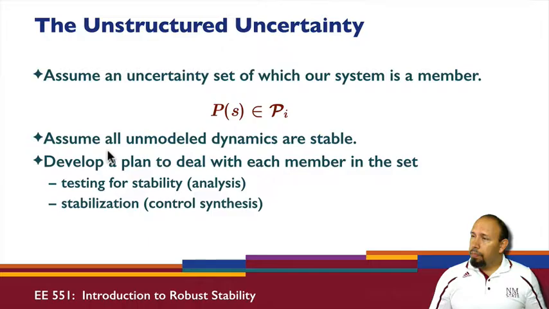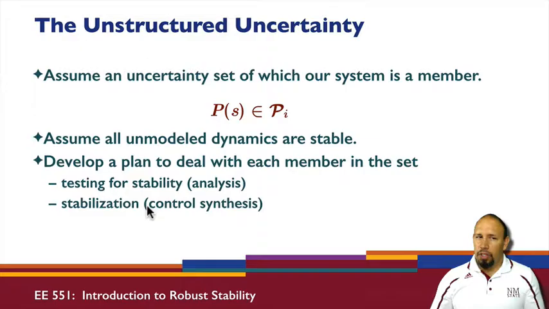Once we have assumed an uncertainty set and made this assumption, then we develop a plan to deal with each member in this uncertainty set, either for testing for stability, that is analysis, or for stabilization, that is control synthesis. Control synthesis really means coming up with some kind of controller that works on the system. So this is control system synthesis one. This is where we begin our trek. As you've seen, we've come up with a few designs: state feedback design, observer feedback. We've looked at the robust servomechanism. So we've already started this process of looking at some control designs, control synthesis.